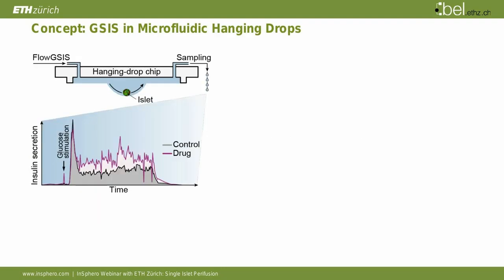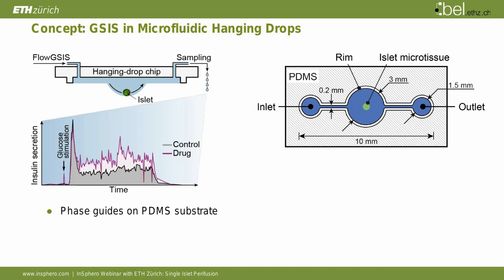is based on a microfluidic hanging drop chip, where we connect a single hanging drop to an inflow port, and we have a sampling port from which we can sample the media that can then be analyzed. And with this setup, we are able to resolve the insulin release footprint of a single islet. Now let's have a closer look at the layout of our chip.